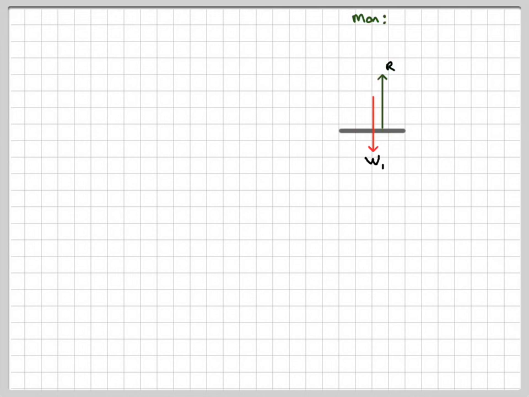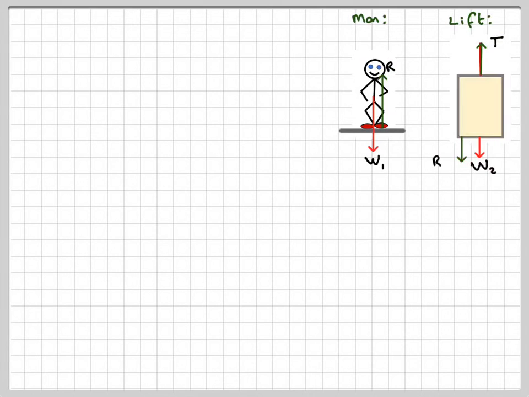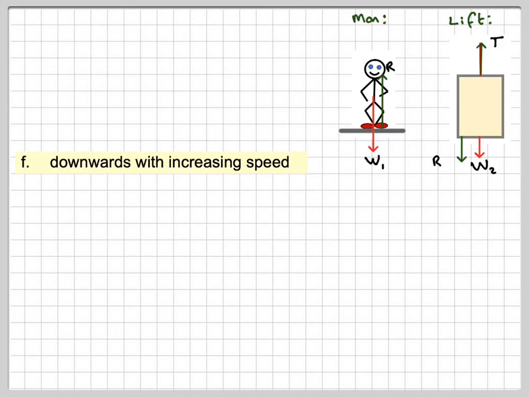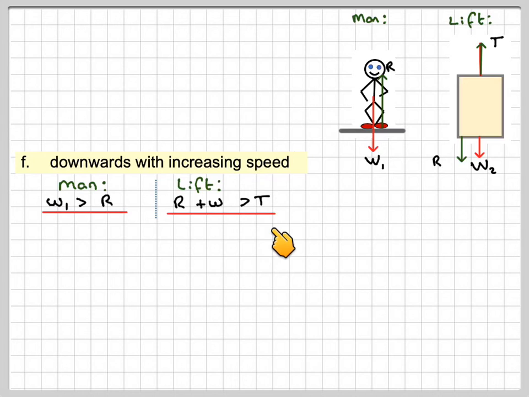So quickly drawing those diagrams yet again. So downward with increasing speed, that means now that for the man, W1 will have to be bigger than R. And for the lift, we're going to have that R plus W2 will be bigger than T.